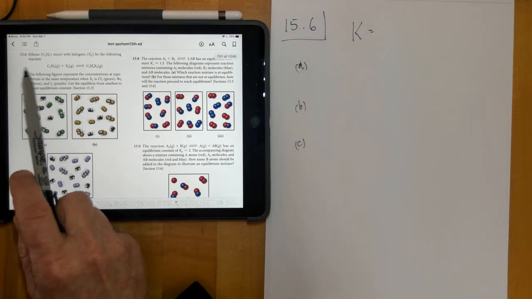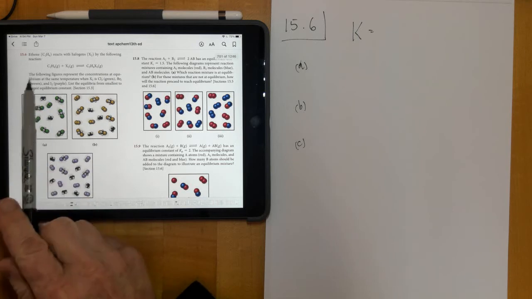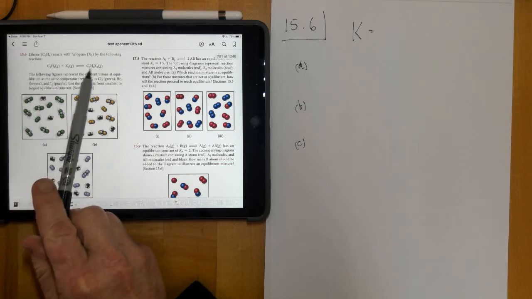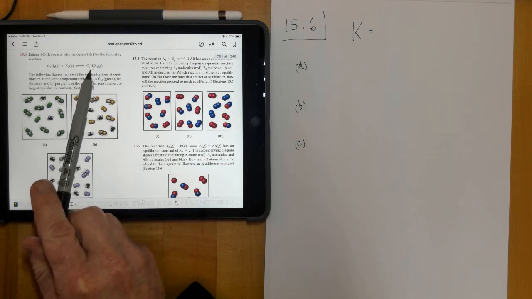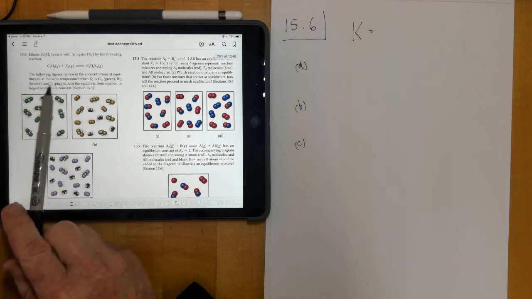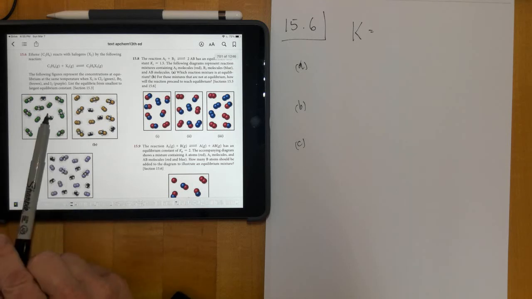15.6, ethene reacts with halogens, so they symbolize that by an X right here, because the halogen in this case is chlorine, bromine, or iodine, by the following reaction. And so here's the ethene, and then this is the halogen, and then this is what it makes, a halogenated alkane right here.